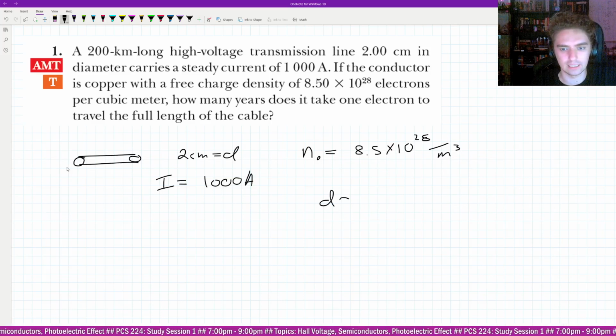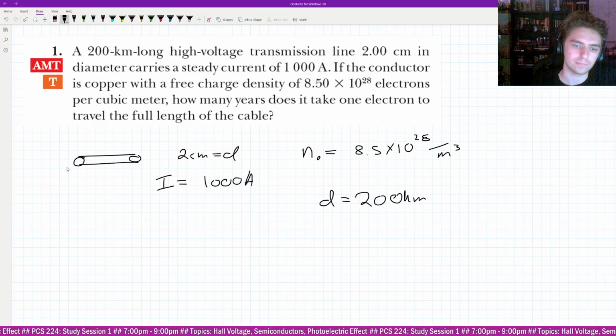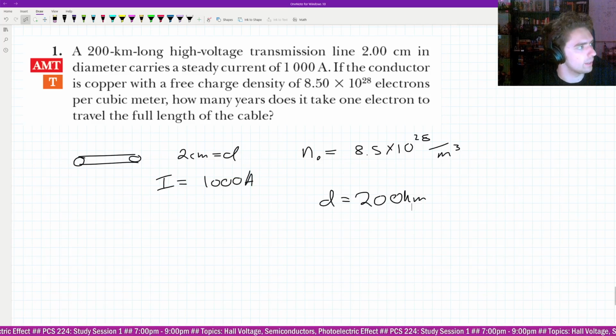So the distance is equal to 200 kilometers. How many years does it take one electron to travel the full length of the cable? So we've got to figure out the drift velocity, I guess. Yeah, we've got to figure out the drift velocity. Let me find that equation that relates that.